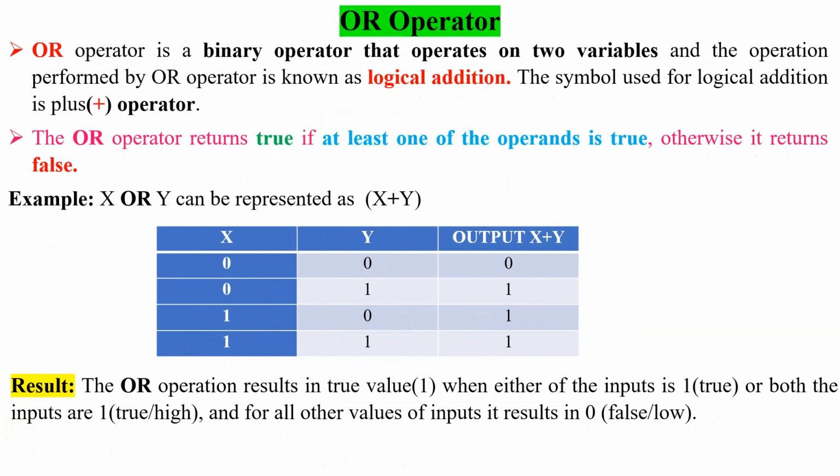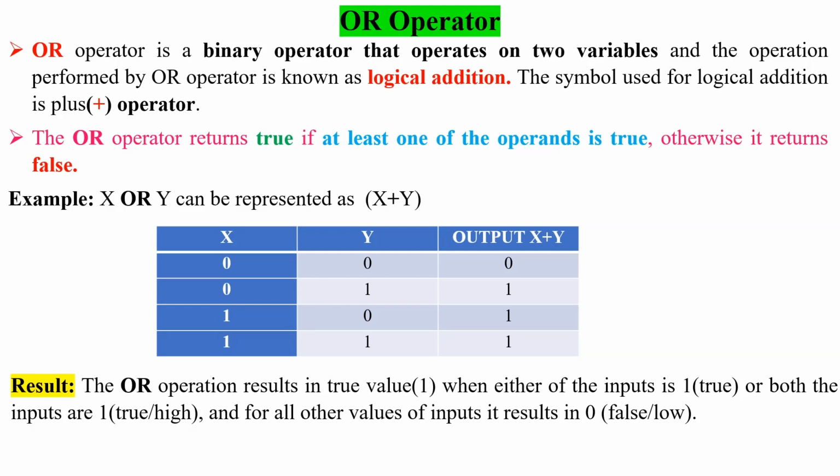The next operator is the OR operator. The OR operator is a binary operator that operates on two variables, and the operation performed by the OR operator is known as logical addition. The symbol used for logical addition is the plus operator. The OR operator returns true if at least one of the operands is true, otherwise it returns false. For example, x or y can be represented as x plus y.